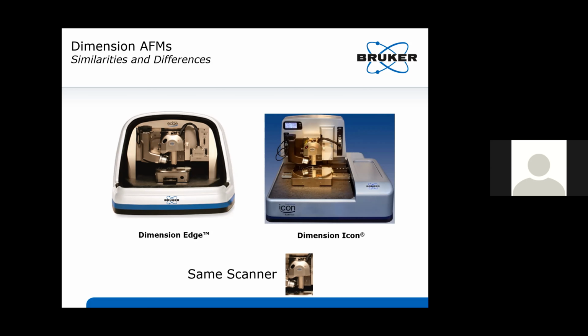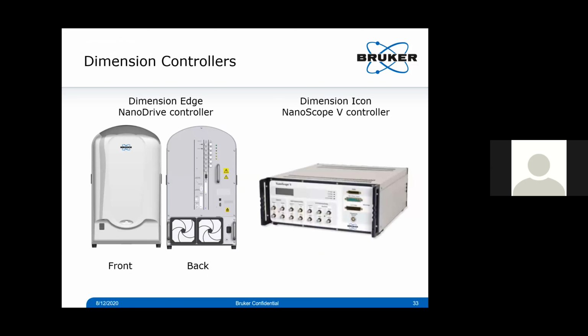Closed loop means it has sensors monitoring the scan and correcting any inaccuracies as it scans. So it's very, very accurate, and it's very stable. Both of these are very nice instruments. Some of the differences, so what I'm going to do here is jump back and forth between the Edge and the Icon, so I hope it's easy to follow instead of putting everything all in one section.